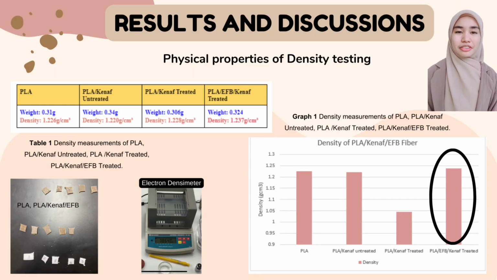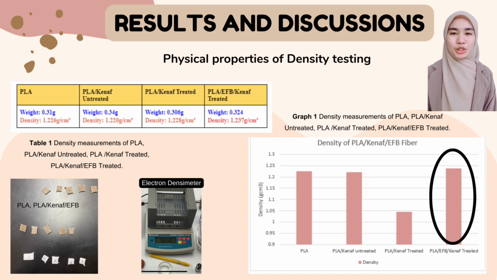Result and discussion. First, for density testing, looking at table 1 and graph 1, the graph shows density slightly decreased and increasing for the last bar, which represents Kenaf EFB PLA composite with density 1.337.